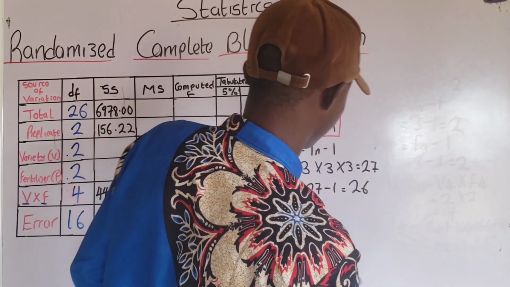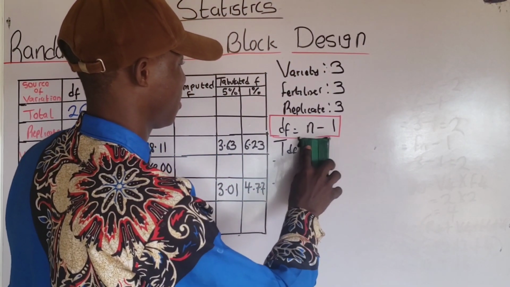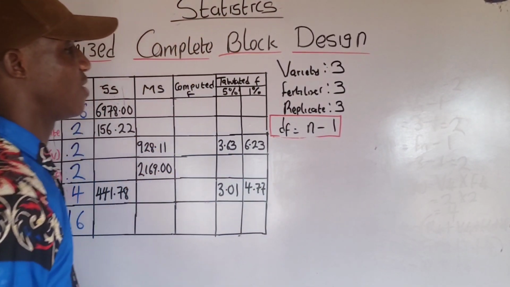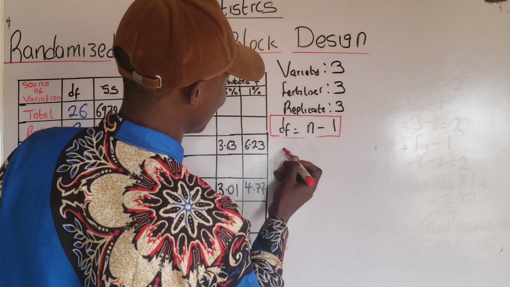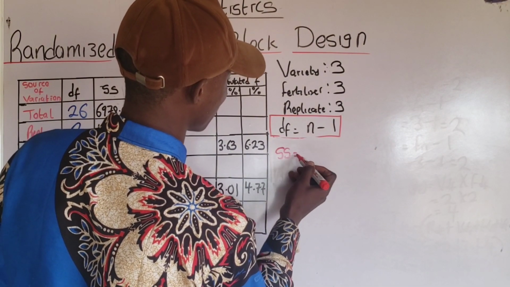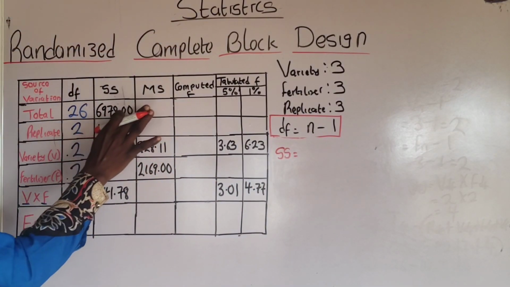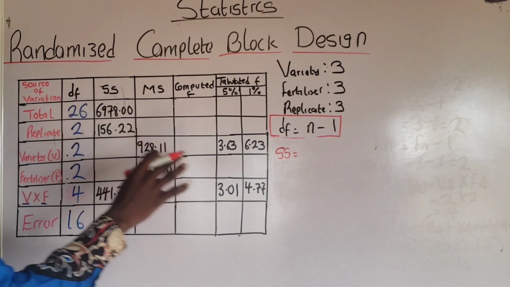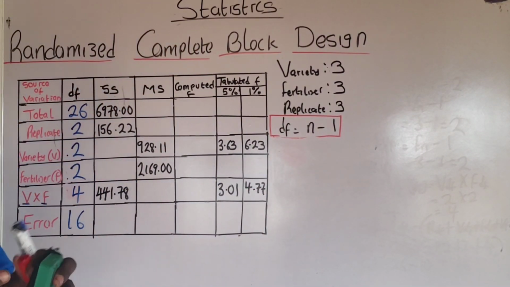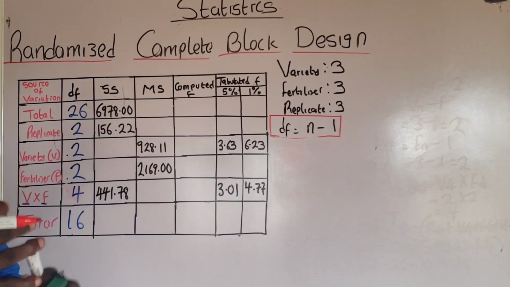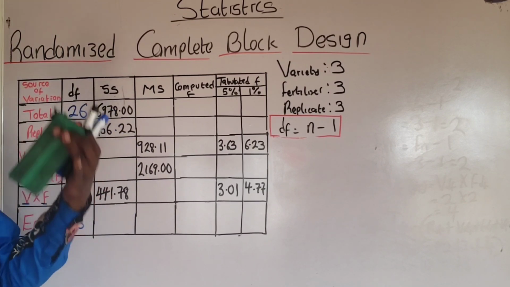Since we are done with the degree of freedom, I think there is no need to keep this as well. Now let us get the sum of squared. The sum of squared is given by this formula. Please, I want you to pay attention. I want to make it as simple as possible so that you won't need to cram the formula, okay?